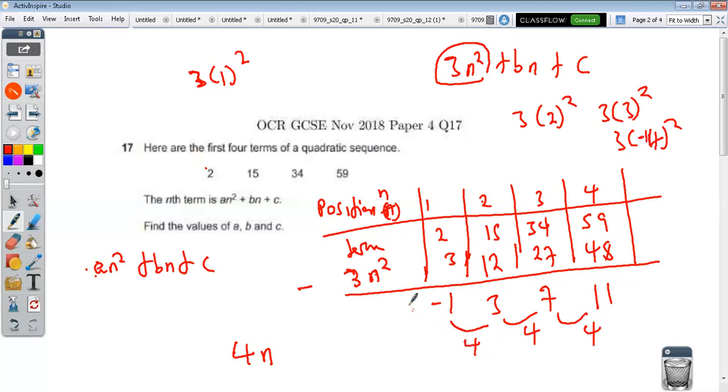4n multiplication table. What's the number before negative 1? We say minus 1 minus 4, which is minus 5. So we are done with this part. Then we simply put the whole equation: 3n squared plus 4n minus 5.